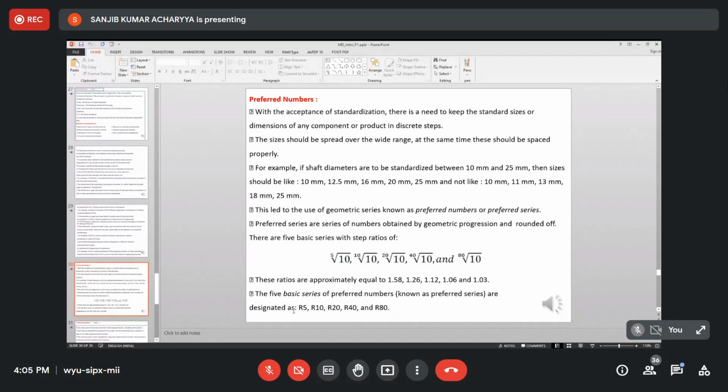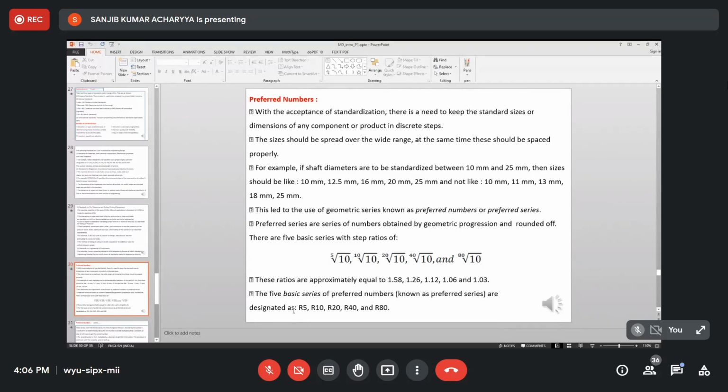If the common ratio is 10 to the power 1 by 5, then the name of the series is R5. R comes from the name of Renard. R10 is the series where common ratio is 1.26. R20 is the series where common ratio is 1.12. In this way, R80, where the ratio is 1.03. Higher the number of the series, the finer the differences.